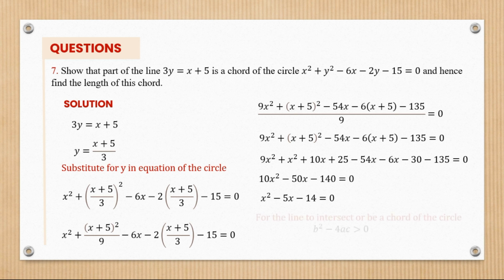In this form, I remember that for the line to intersect or be a chord of the circle, b squared minus 4ac should be greater than 0. So now we're going to prove that it's greater than 0. We'll have 25 plus 56, which gives 81, and 81 is greater than 0. Therefore the line is a chord of the circle.